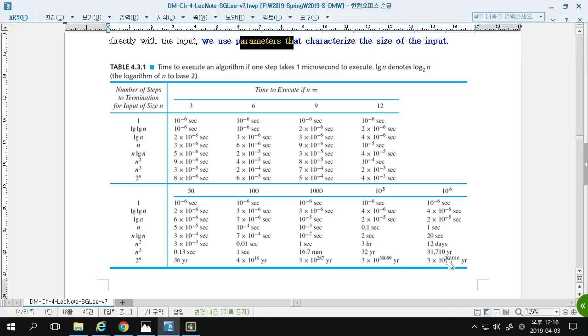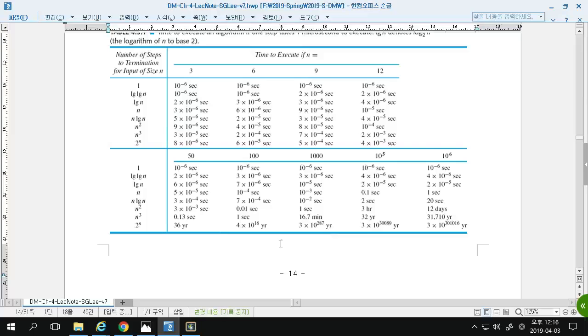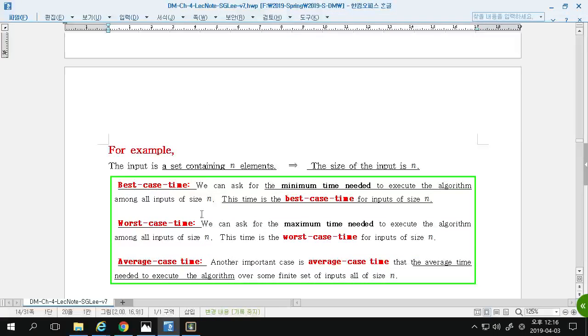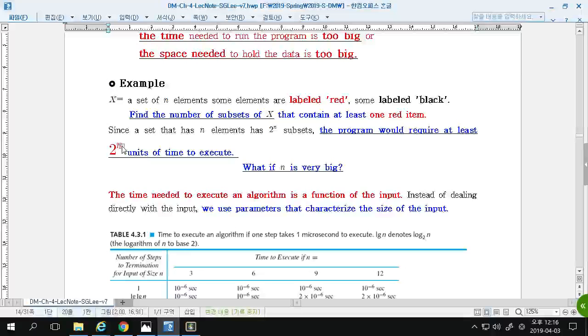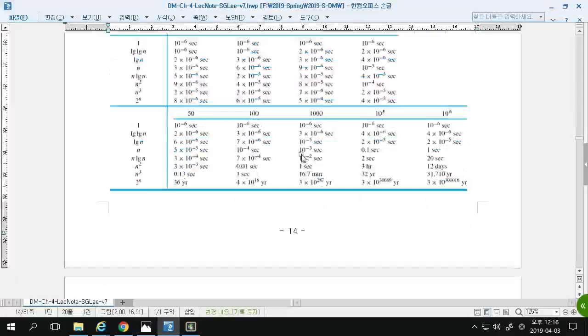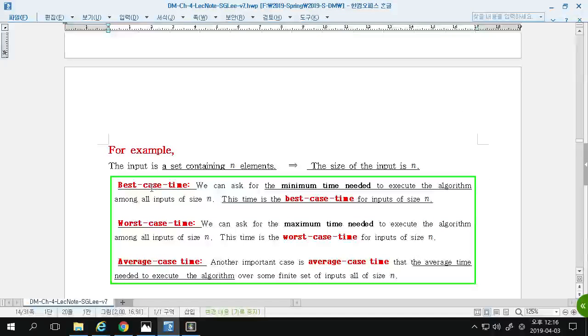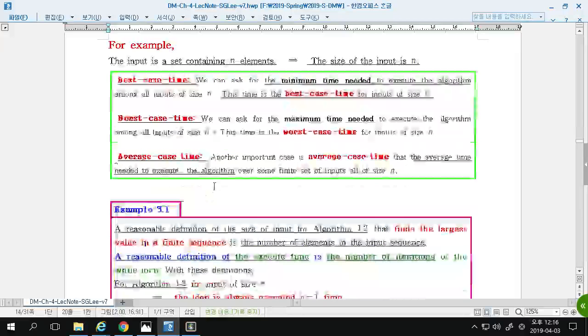Even if you consider 1 as 1 second, if n is 10 to the 6, then 2 to the n will take this many years to execute. So for certain functions like this, if n is big, then the cases are too many to be considered even by high-speed computers.